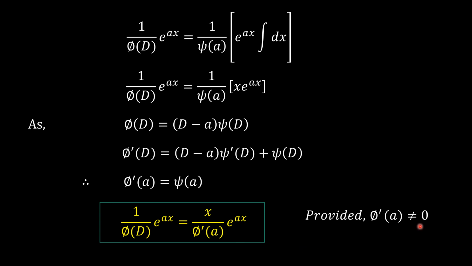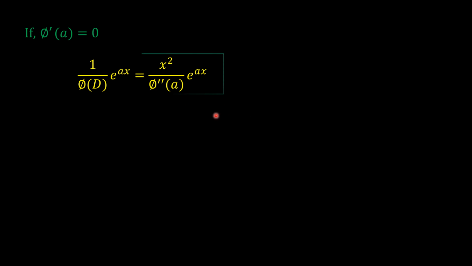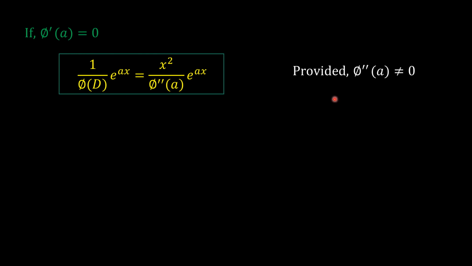Now, if this phi dash of a is equal to 0, then what will happen? If it is 0, then again we will use the previous case, using which we will get 1 upon phi of d of e raised to ax is equal to x square divided by phi double dash of a into e raised to ax, and as phi double dash of a is in the denominator, provided that it must not be 0. So that is the condition: phi double dash of a not equal to 0.